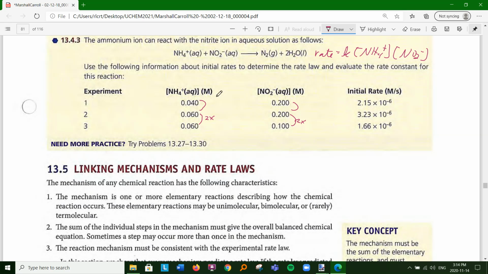To evaluate the rate constant, I'll use data from experiment 1. So K is the rate, 2.15 by 10 to the minus 6, divided by 0.04 times 0.2. K is the rate divided by those concentrations. So 2.15 by 10 to the minus 6 divided by 0.04 times 0.2, and I get 2.69 by 10 to the minus 4.